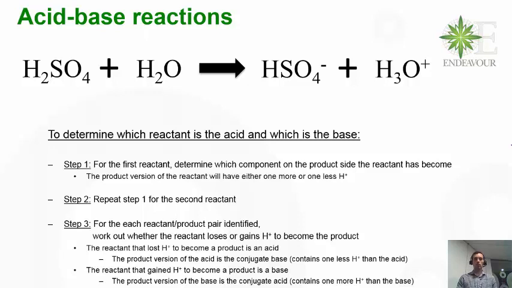Now that we've been through that example in detail of how acids and bases behave and how they change into the products, which are the conjugate acids and conjugate bases, let's go through a method for determining which reactant is the acid and which is the base, and how we can predict this based on an equation such as the one we see at the top here.